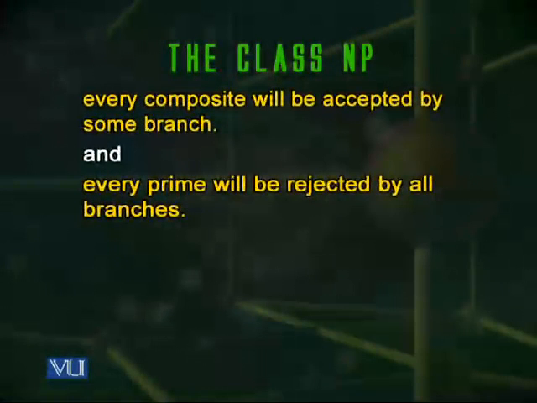On the other hand, every prime will be rejected by all branches. The reason is, by definition, a prime number cannot be written as a product of two numbers, both of which are not 1. So, since we have a check in the end, which checks if p is greater than 1 and q is greater than 1 and p times q is equal to n, this check will never come out to be true, and so all branches of the machine will reject a prime number. Therefore, this is a non-deterministic Turing machine that solves composite in non-deterministic polynomial time.